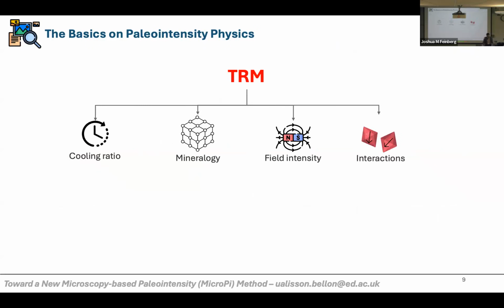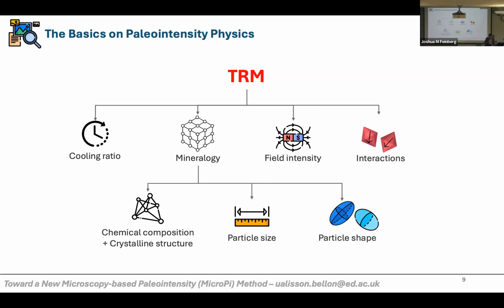So it depends on several aspects. Well, first of all, the mineralogy. Different magnetic minerals are going to have different properties, so the way that they acquire magnetization is different. The cooling rate, how fast your sample is cooling, and the field intensity, which is going to generate the bias, and how big that bias is going to be depends on the intensity of the magnetic field. And of course, the interactions, which we modelers hate. And when you're talking about mineralogy, chemical composition and crystalline structure are going to be affecting basically the magnetic properties. Particle size and particle shapes are going to be controlling the domain state.